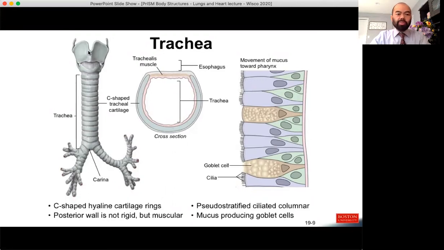Notice that the trachea is preceded by, as far as cartilages go, the thyroid cartilage, which sits superior to it, and the cricoid cartilage. So thyroid cartilage and cricoid cartilage. Here again is the right main stem bronchus. Here is the left main stem bronchus, which branched from the trachea at the carina.